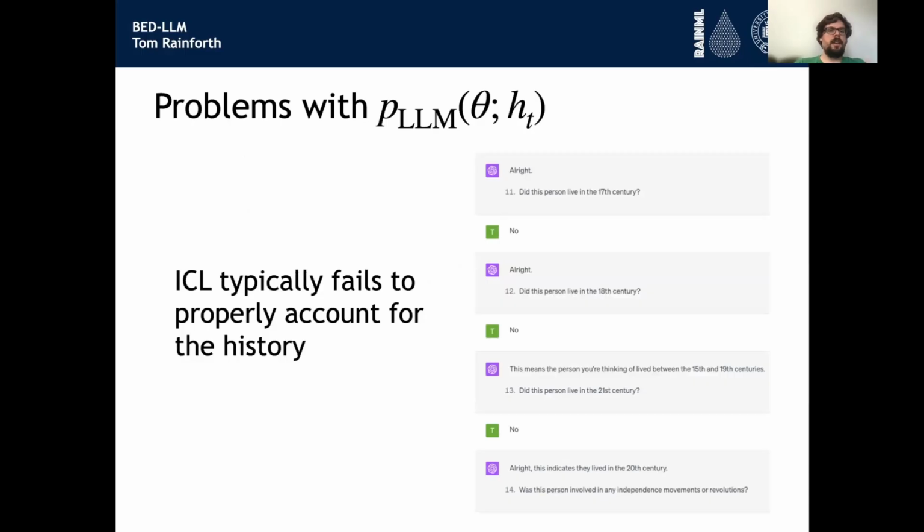So with that prior we're using, why should we not just use the LM's belief distribution for that? There are two key reasons for this.